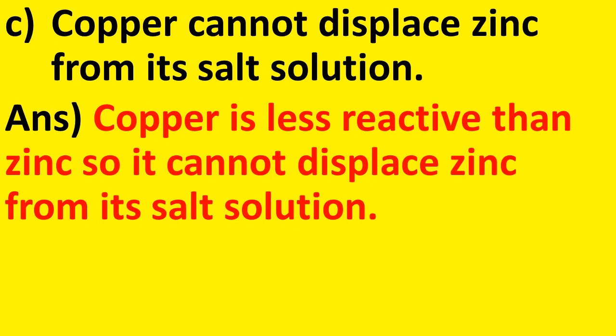Give reason number 3. Copper cannot displace zinc from its salt solution. What is the reason for this? Copper is less reactive than zinc, so it cannot displace zinc from its salt solution. Here, in the reactivity series, zinc is placed above copper. That means zinc is more reactive than copper. Therefore, copper cannot displace zinc from its salt solution.